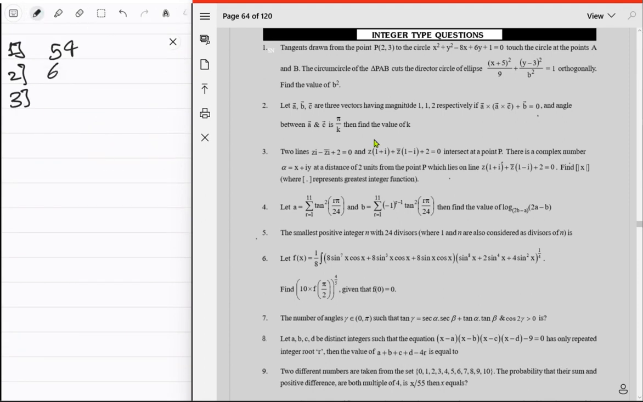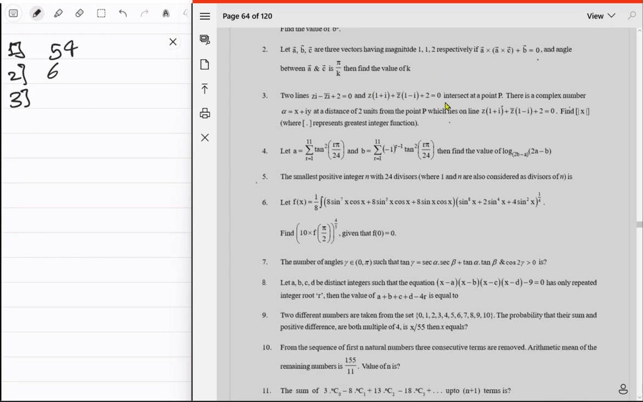Third. I know it's not exactly right, but whatever. Next: 2 lines, z times, whatever it is, intersect at point P. There is a complex number alpha. Distance 2 units from. Okay, so what is in this? z i minus z, the negative came in. Okay, whatever. Then we added its conjugate, right?